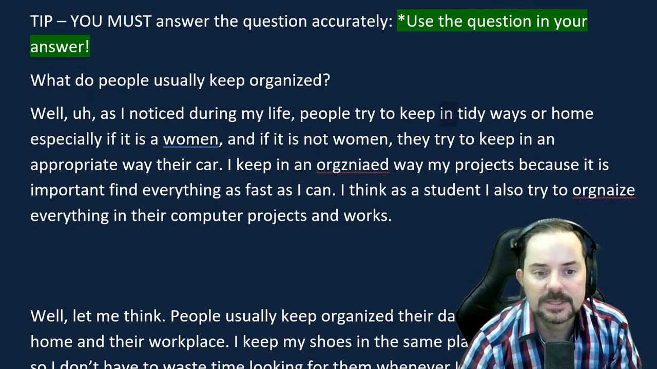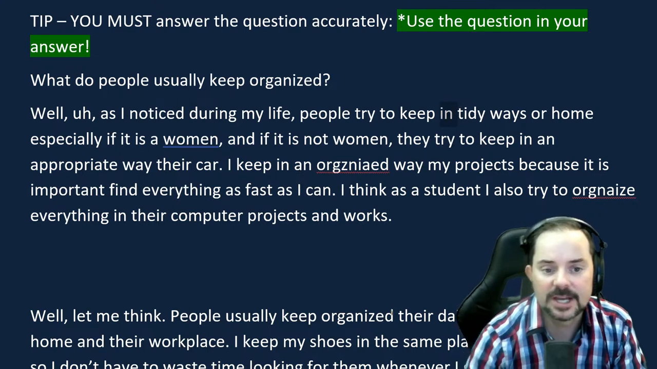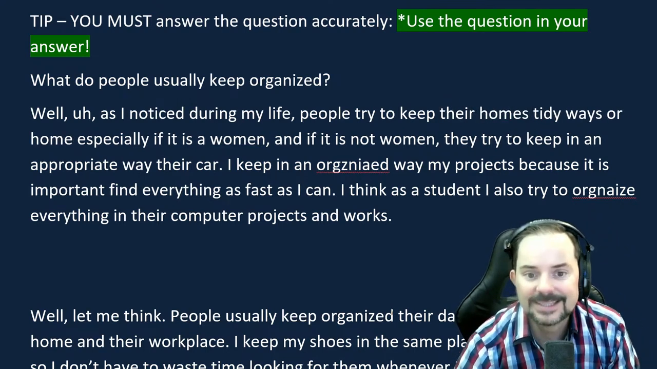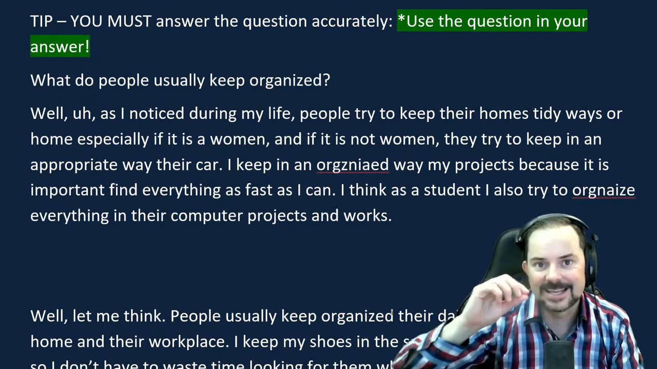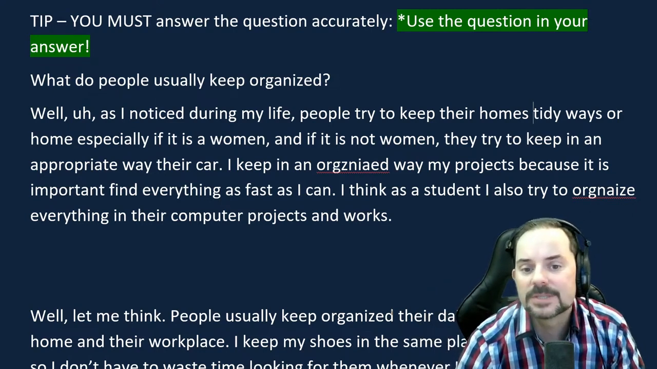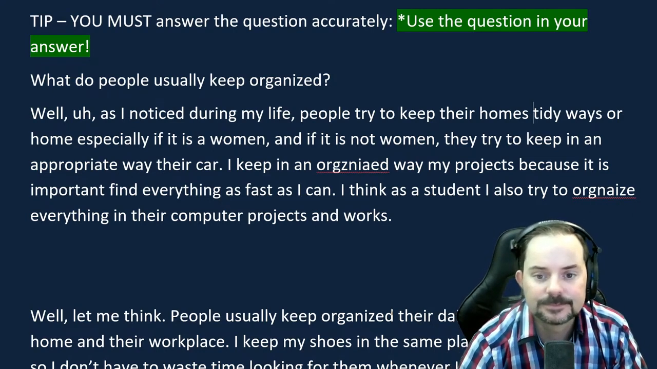Okay. Can you repeat this after me? People try to keep their homes tidy. People try to keep their homes tidy. Tidy. There you go. It's a very E-ish sound. It's a tidy. So people try to keep their homes tidy. People try to keep their homes tidy.